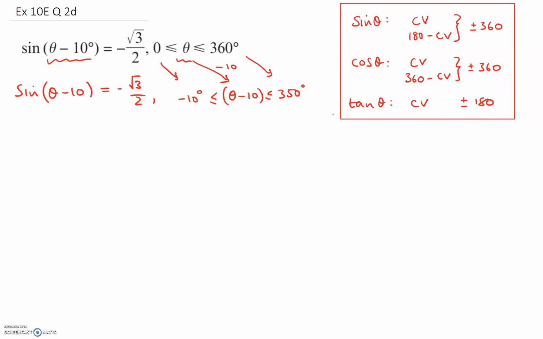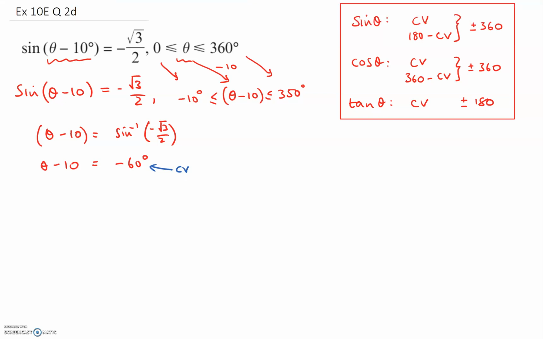Okay, so the first thing I'm going to do is find what the calculator value should be. So theta minus 10 is going to be inverse sine of this. Put that into your calculator, you'll get minus 60 degrees. So this is your calculator value.